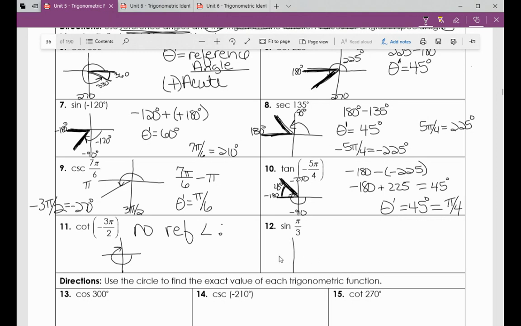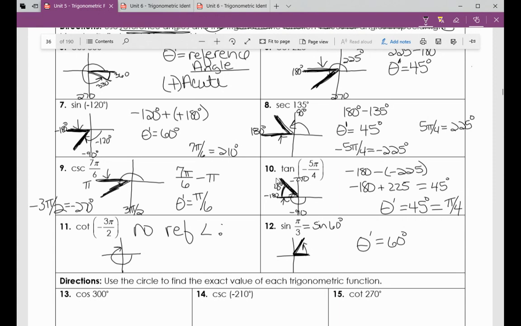Here, pi over 3, that is equivalent to 60 degrees. When your angle lands in the first quadrant, that same angle is also your reference angle, because you want to know how big this angle is. Notice that I compared every single angle that we drew to the closest x-axis. Even this one. I'm comparing everything to the closest x-axis, and that would be reference angles.